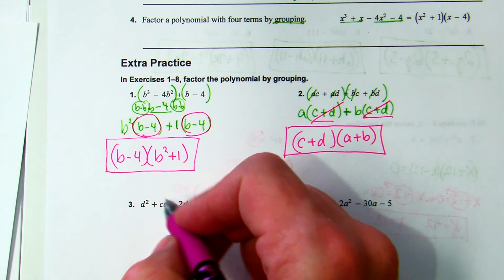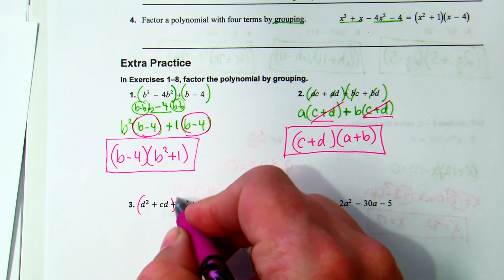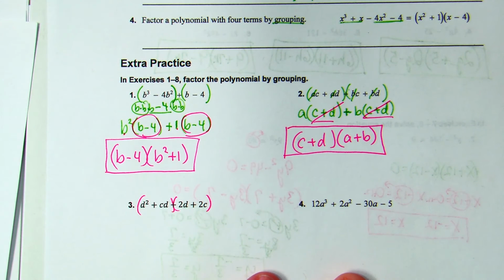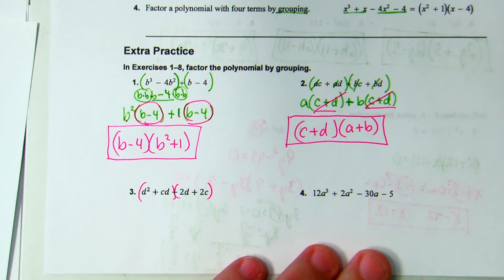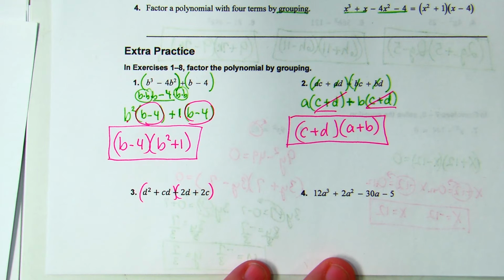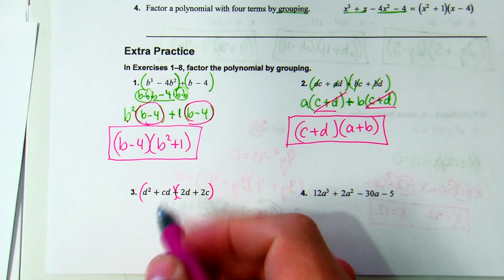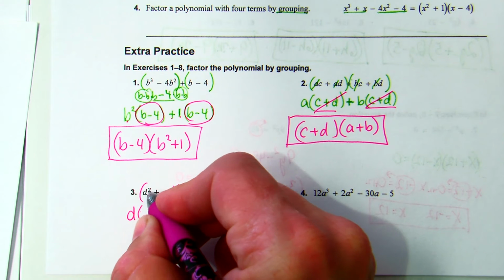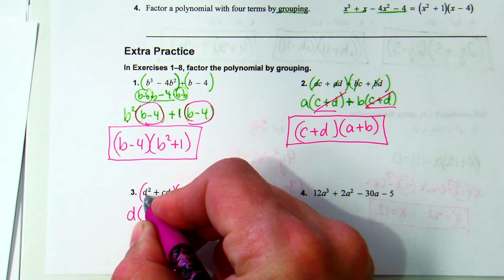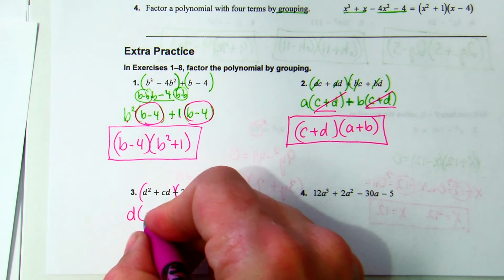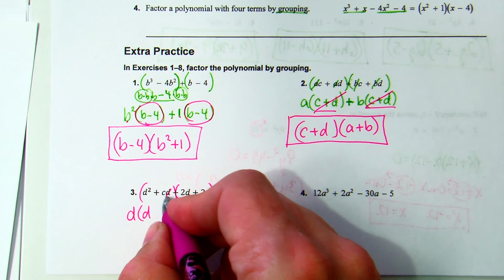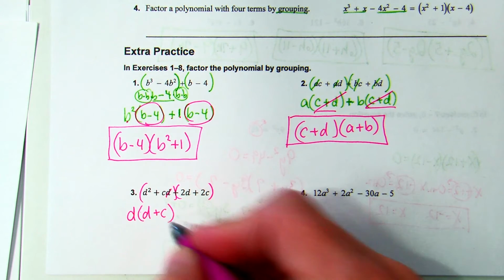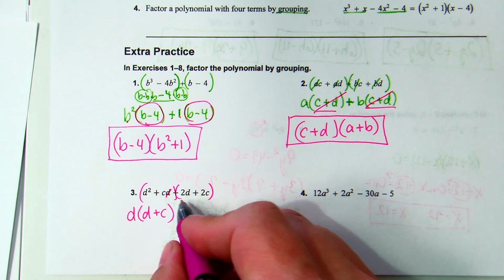We can divide this up into groups here. On the first group, what's common? D. D is the only thing common on that first one. So we have D times, and then what's left? To pull a D out of this one, I only have one D left. I pull a D out of that, I have a C left. And then what's common in the next one?